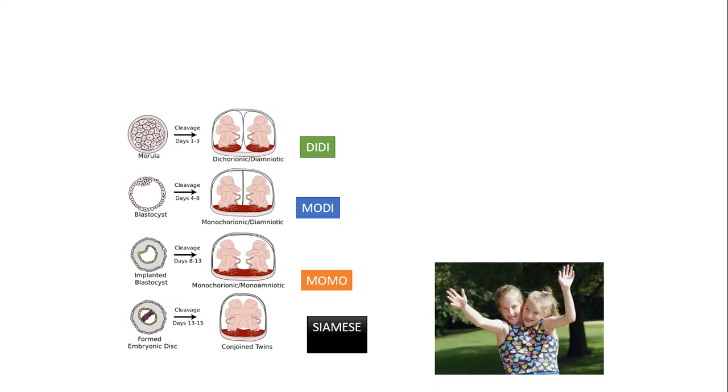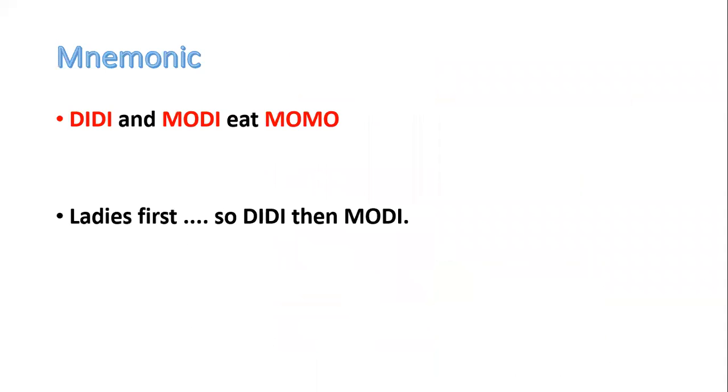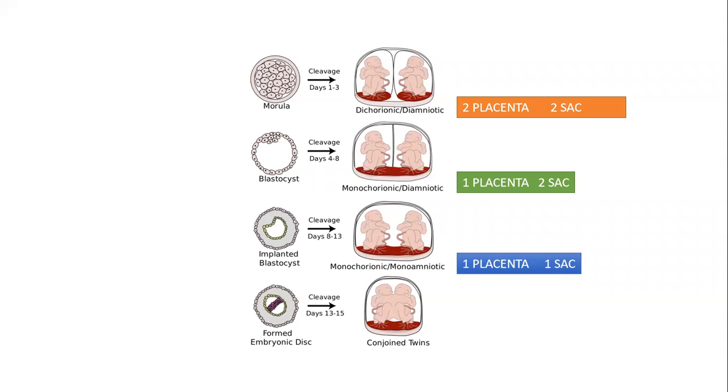We know the days: 1 to 3, 4 to 8, 8 to 13, more than 13, right? We know the structures getting fused and the structures getting disappeared. Two placenta, two sacs. Why? Because Didi, ladies first, Didi. So the name itself says two placenta, two sacs.